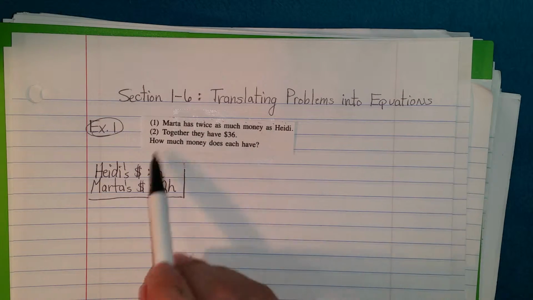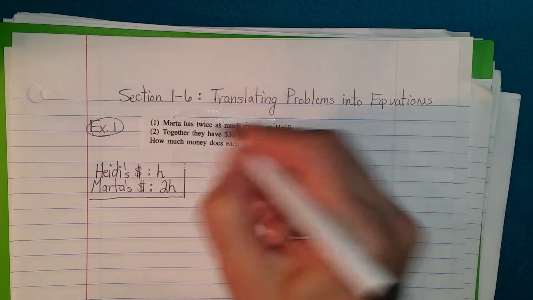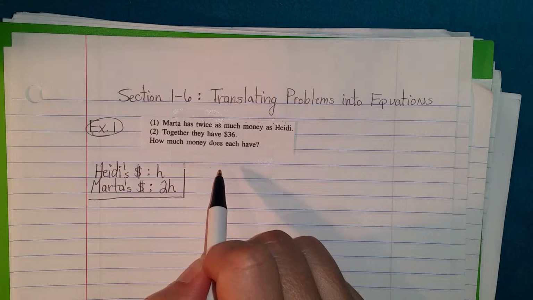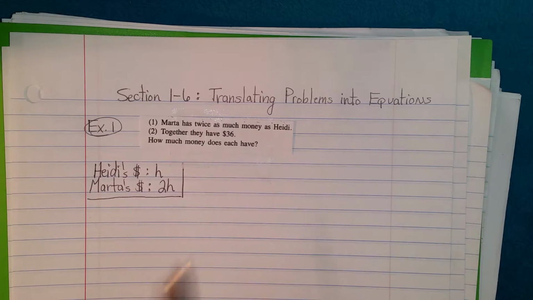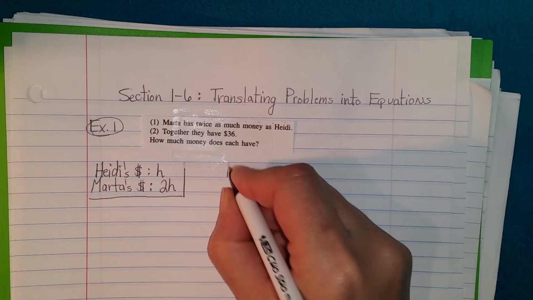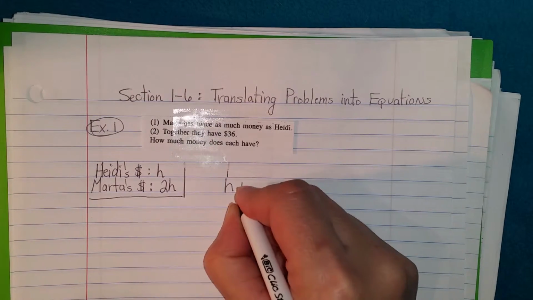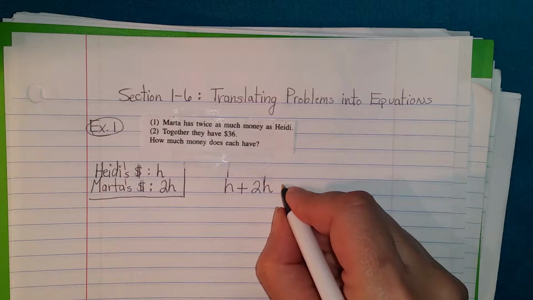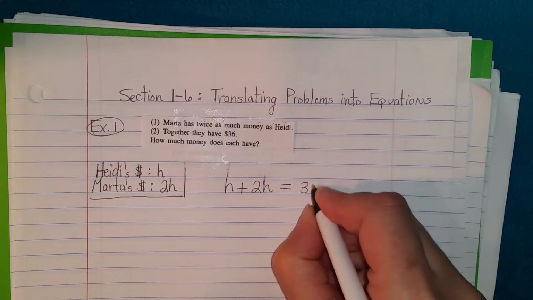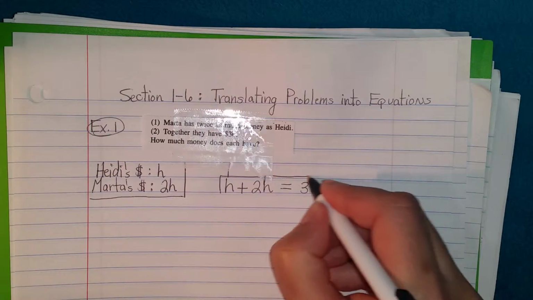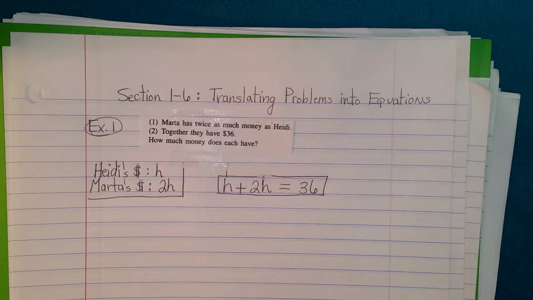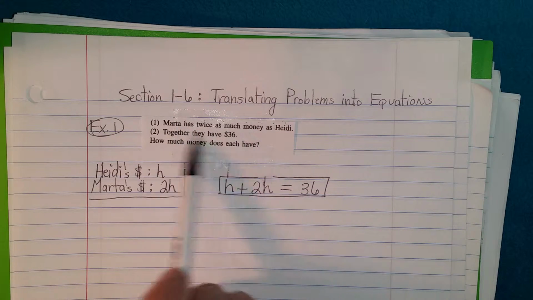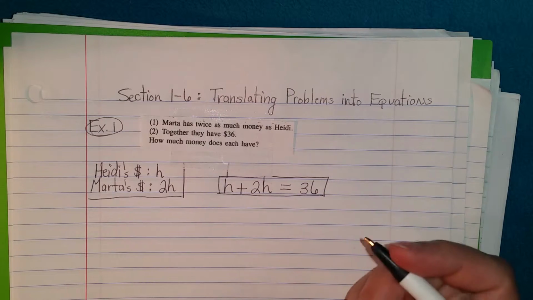Now, I've already used the first sentence to do this, so I'm done with sentence number 1. Sentence number 2, I'm going to use to write the equation. It says together they have $36. That means, let me go down here, Heidi's money plus Marta's money, H plus 2H equals a total of $36. And that's the equation. That's really the simplest type, when they give you a relationship between the variables and then they just give you the total, what they add up to. That's probably the most basic kind.